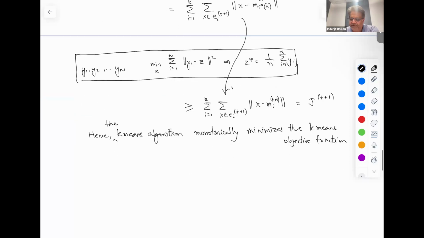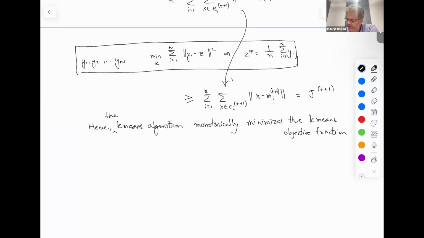Okay, and then there are other properties that k-means has. So in particular, k-means separates data by linear surfaces. Okay, and in particular hyperplanes.